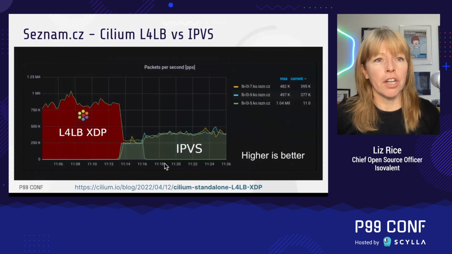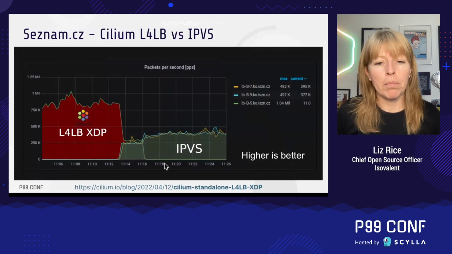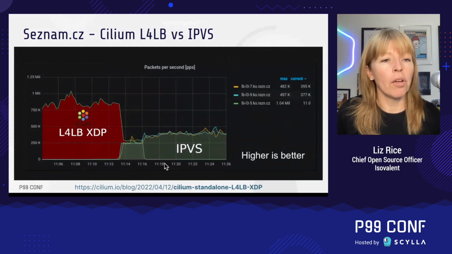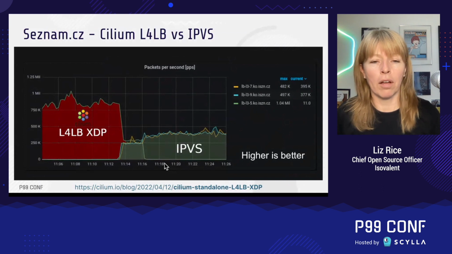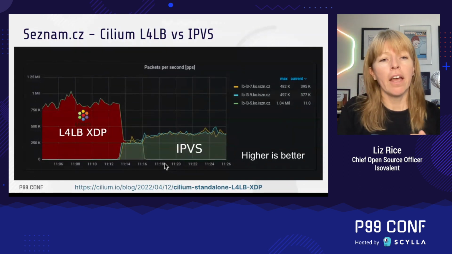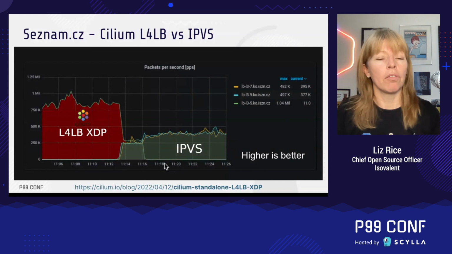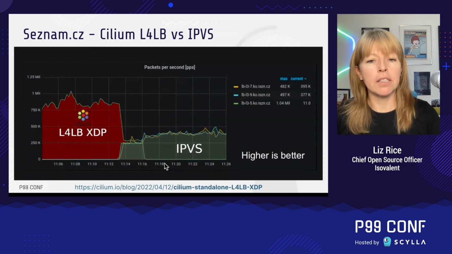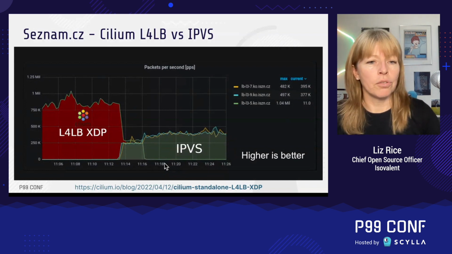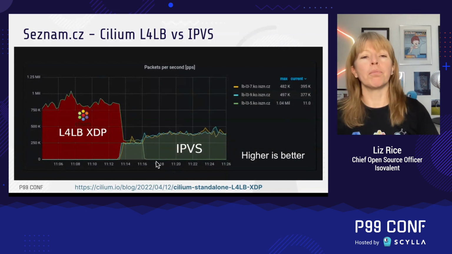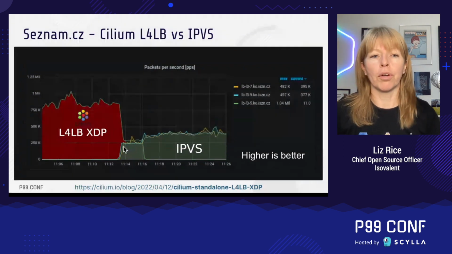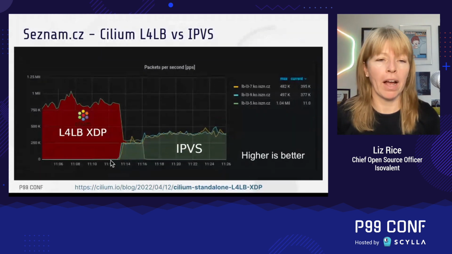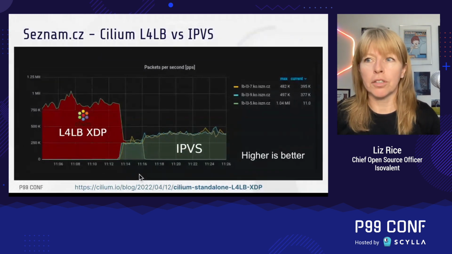Seznam, a company from the Czech Republic, wrote a really great blog post about their experience using Cilium in its standalone layer 4 load balancer configuration. They have been experimenting with running that XDP-based load balancer versus an IPVS-based load balancer, and they saw dramatically better throughput, over twice as good throughput with the XDP version. There's also some more details in that blog post about how it reduced CPU usage.